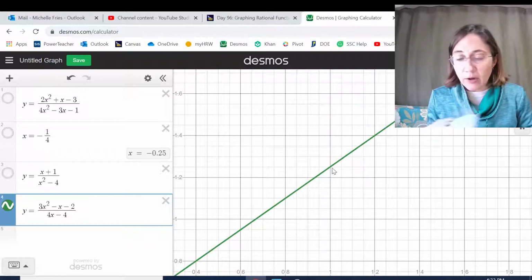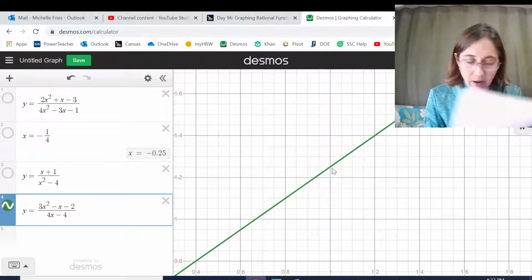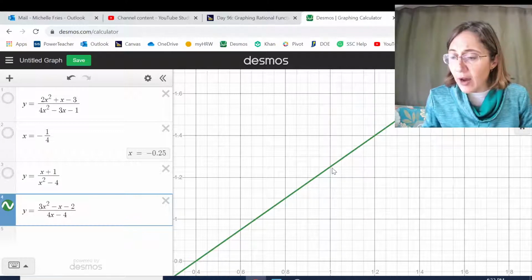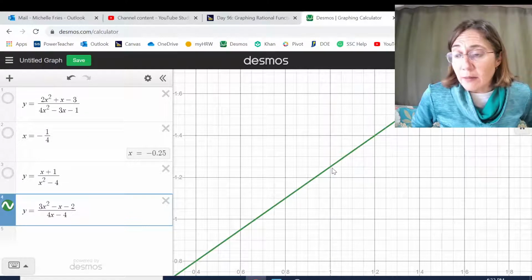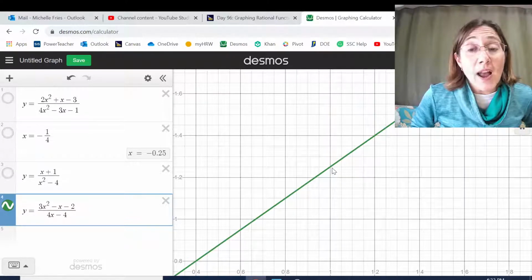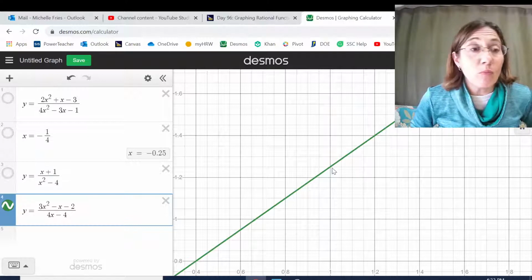So you're going to do that with all 6 of these problems today. And then I want you to see if you can figure out, make a hypothesis as to why something would have an asymptote or why it would have a hole. And then we'll come back.